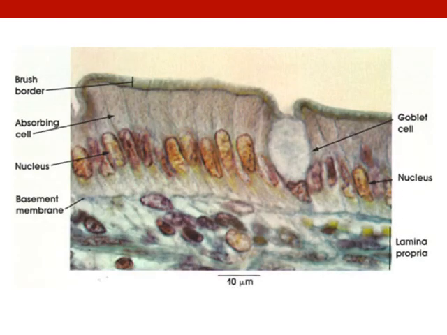This picture shows the simple columnar epithelial tissue in intestine. We can see the long cell with elongated nucleus near to the base of the cell. Also, we can see the goblet cell, which is a unicellular gland.